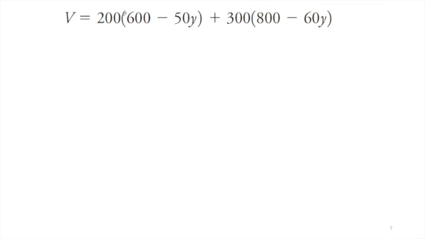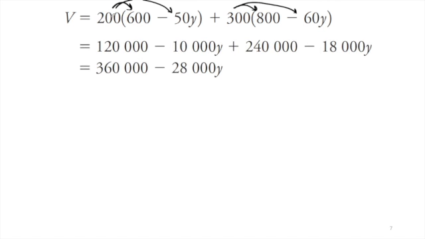So when you are going to solve this equation, you're going to use distributive property. Okay, so 200 times 600 is 120,000 minus 200 times 50, so 10,000, and then you just have a y. Same thing here, 300 times 800 and 300 times negative 60y. Then combined, you're going to collect like terms here. So 120,000 plus 240,000 is 360,000, and then negative 10,000y minus 18,000y is negative 28,000y.